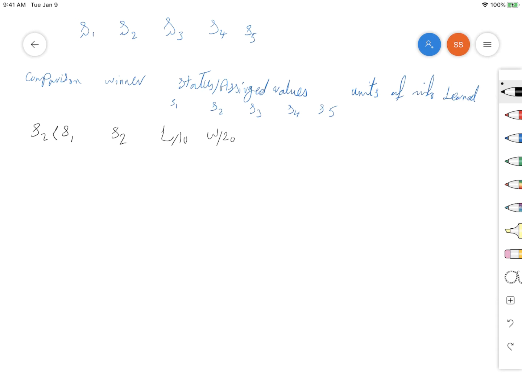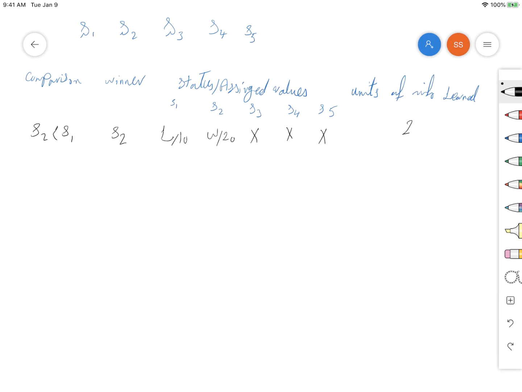And also the status for S3, S4, and S5 doesn't have any changes. And how much information did we gain? First, S1 and also S2 were X, and now we have two pieces of information. So the unit of information that we learn is equal to 2.